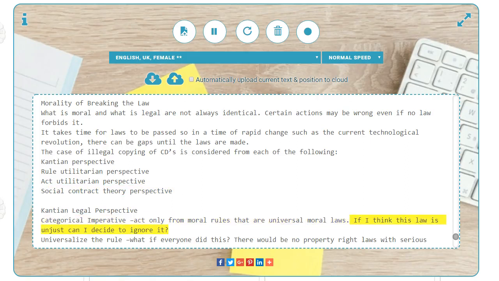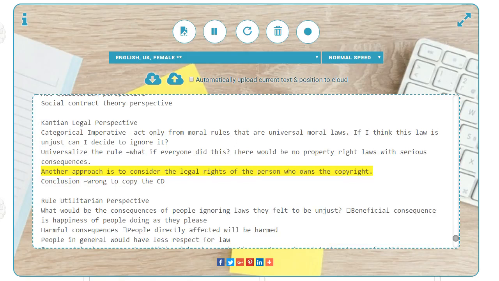If I think this law is unjust, can I decide to ignore it? Universalize the rule. What if everyone did this? There would be no property right laws, with serious consequences. Another approach is to consider the legal rights of the person who owns the copyright. Conclusion: it is wrong to copy the CD.